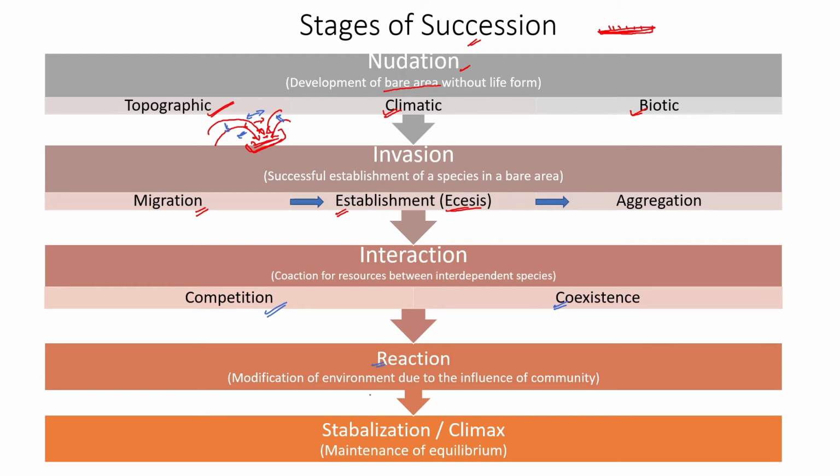A reaction is the modification of the environment due to the influence of the entire community. So the reaction will lead to change in the resource. The resource will change in such a manner that it will lead to formation of new communities, because other species will come in. Inhibition might work out, tolerance might work out. Whatever changes are happening will lead to climax.